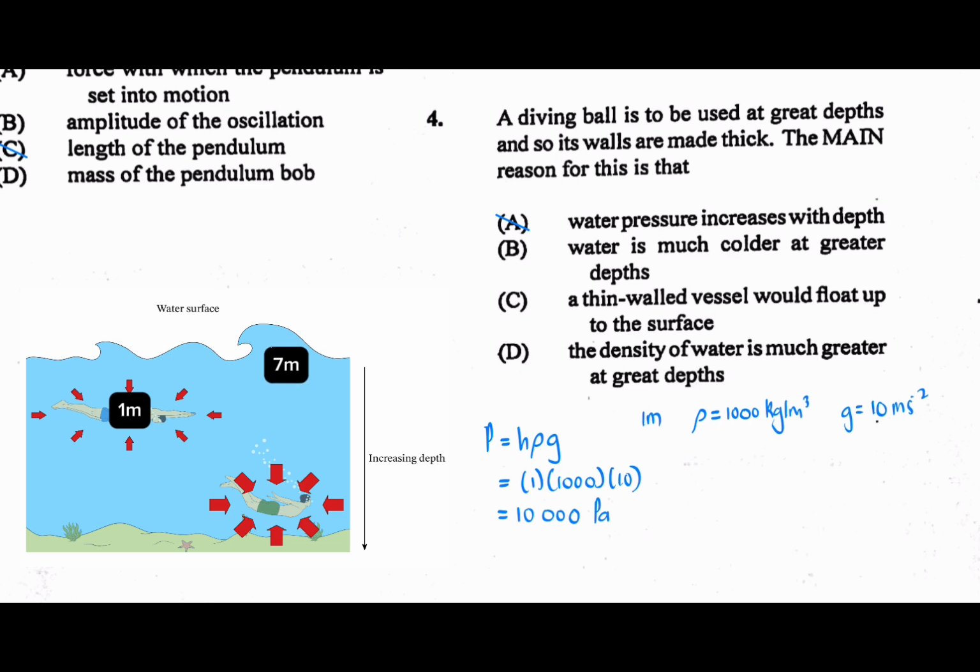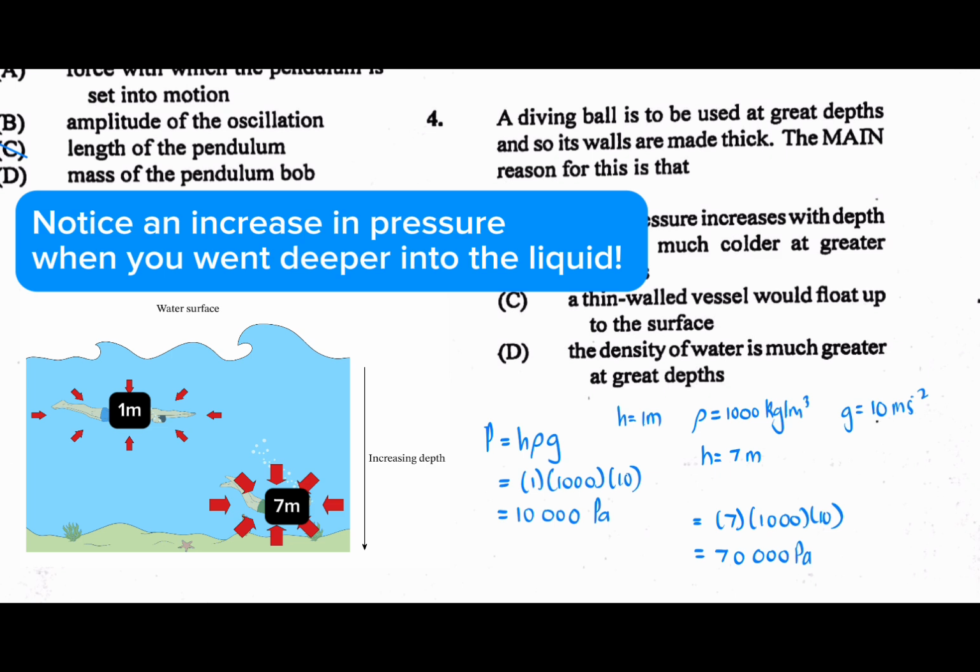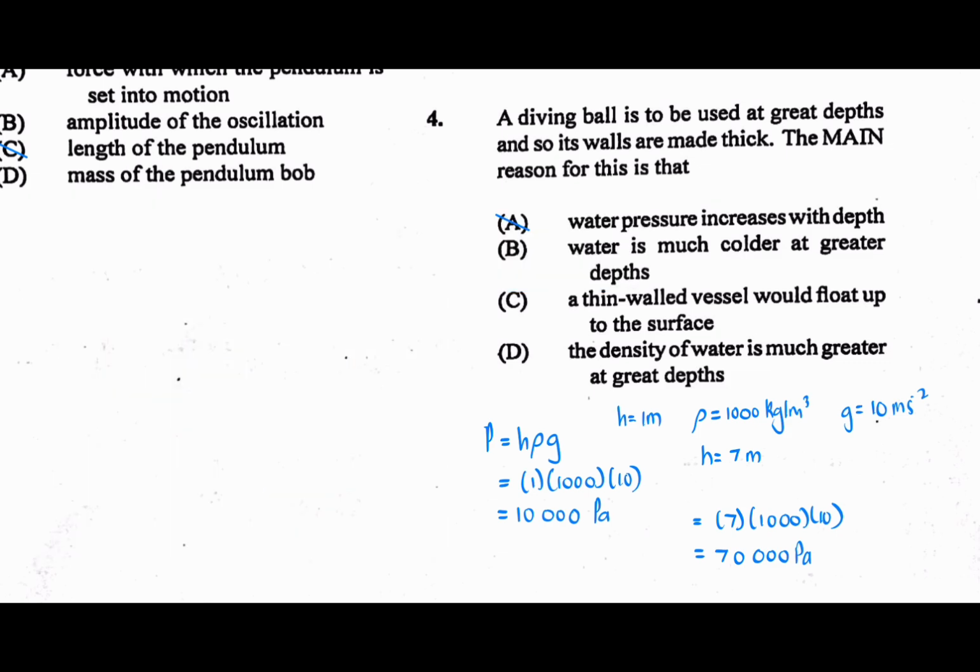Okay, let's just say we increase the height. Let me just say the height is now 7 meters. If it's now 7 meters, it's going to be equal to 7 by 1,000 by 10, which is going to be equal to 70,000 pascals. And so you can clearly see mathematically, when you increase height, you increase pressure. Logically, you could think of it like this. If you go deeper, then the amount of water pressing down on you would increase. So the pressure is obviously going to increase.